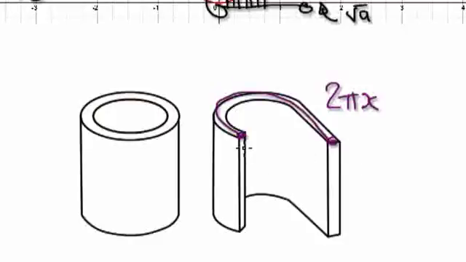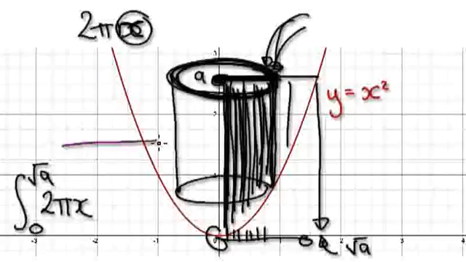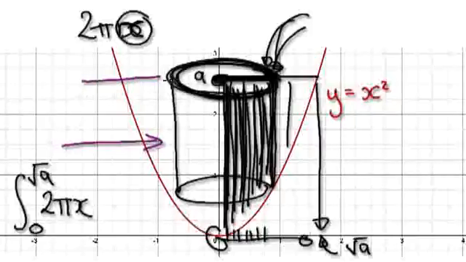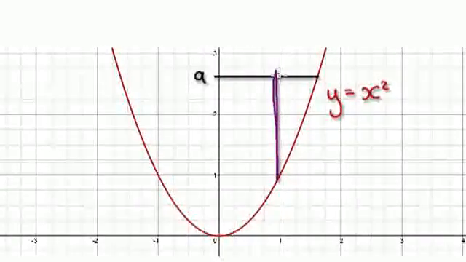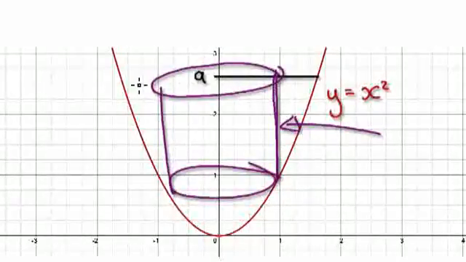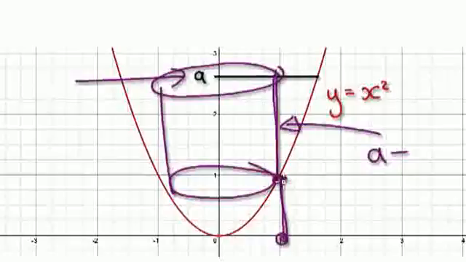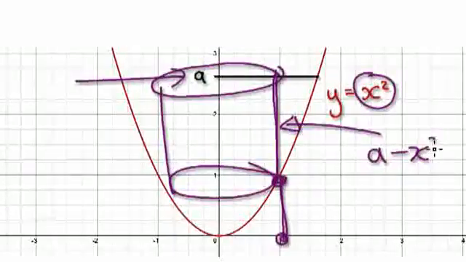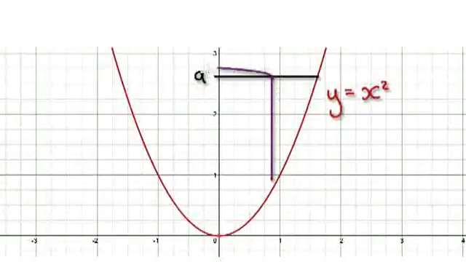Then we need to find out the height of this cylinder. The height would be a, that would be this level here. The height of this cylinder here would be a, take away this length here. Well, this length here is x squared.